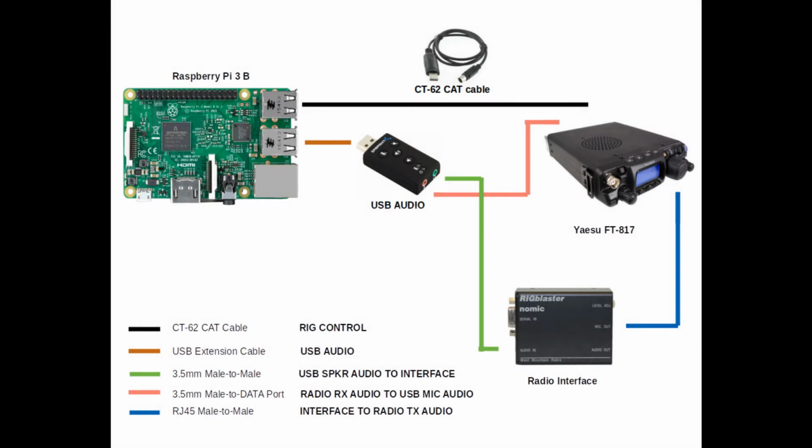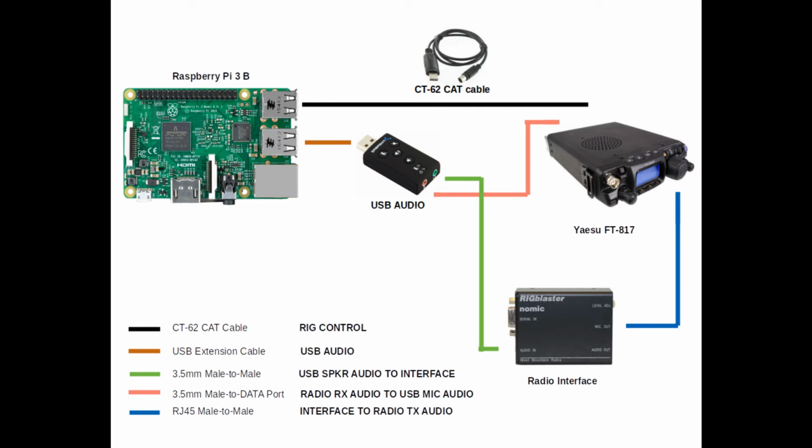No matter what software we would be talking about, this would be the minimum setup you would need to use a Raspberry Pi with a radio. So from the Raspberry Pi, we would actually have a USB audio, because on the Pi itself, it has audio out capability through HDMI and a 3.5 millimeter, but it doesn't have any audio in capability. Hence, we need an external USB audio device.